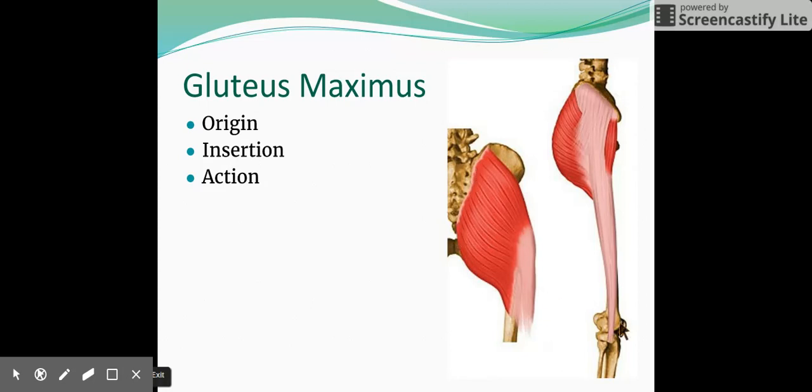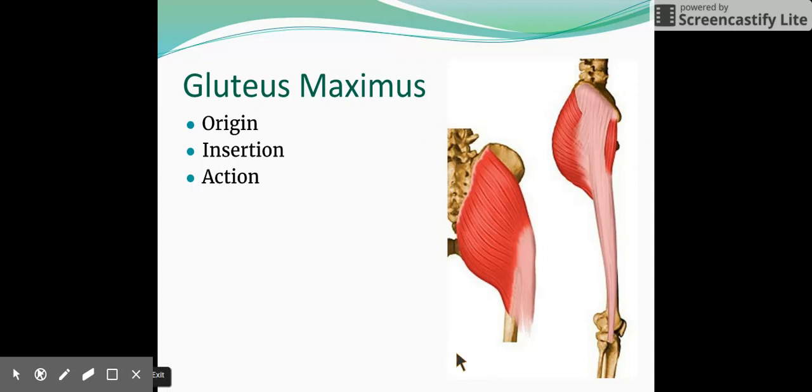Its insertion point is all the way down here at your femur, close to your fibula and tibia. Its action is it's the major extensor of the hip joint. So it's the one that brings your leg back as you're walking.